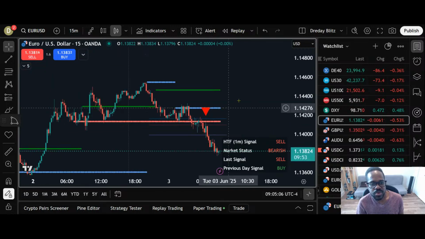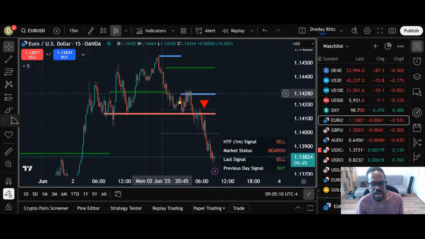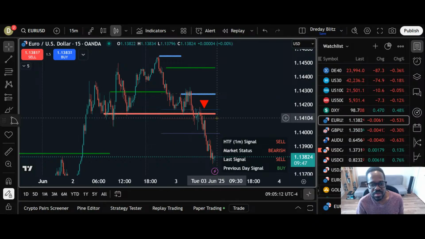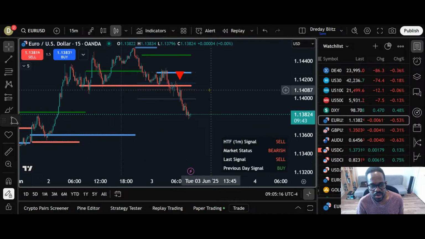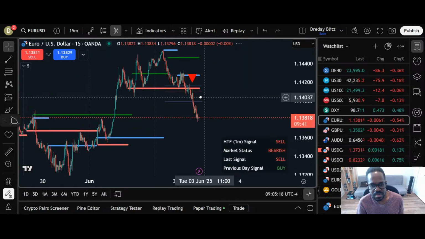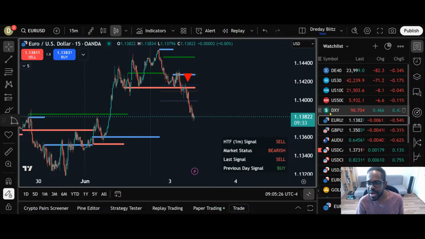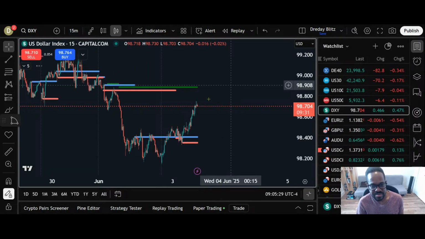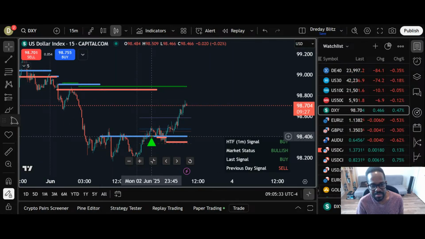What we had here was a pullback and a continuation on the downside. That's exactly what I was expecting on Euro USD, since DXY started to go up right at midnight my time. If we go back on DXY, we had a buy signal here right at midnight.